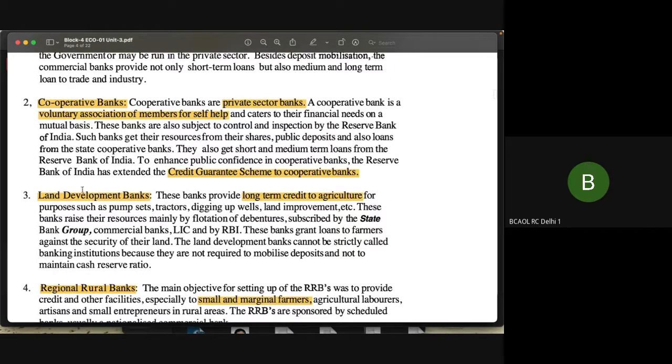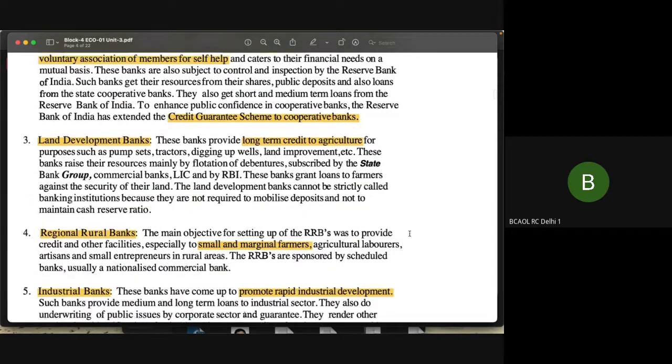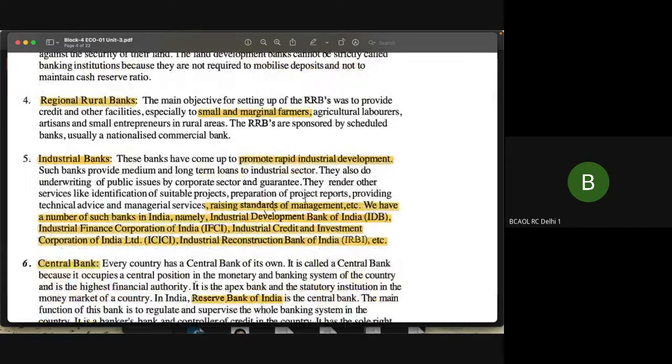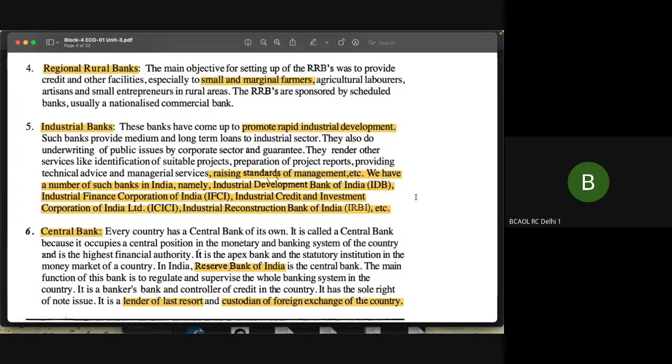Then land development banks are basically for long-term credit given to the agricultural sector. Regional rural banks are for microcredit given to small and marginal farmers. Industrial banks are for promoting industrial growth. ICICI, IDBI, all these are your industrial banks. We will be discussing these types of banks in detail in the government unit, when we do unit 4.